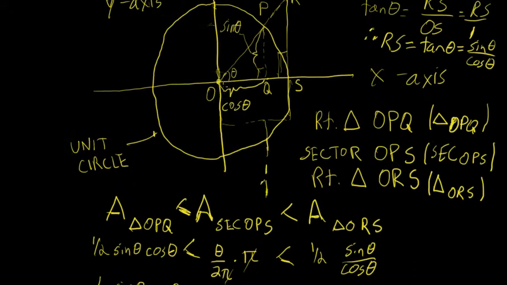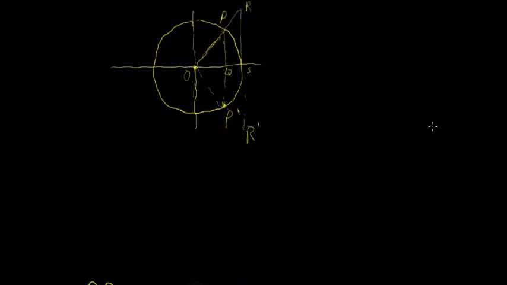If theta were negative, what would this triangle here look like? I'll redraw this diagram above first. So I've redrawn a quick and dirty version of the diagram we were just taking a look at. When theta is greater than 0, we had this right triangle OPQ, the sector OPS, and right triangle ORS. So ORS and OPQ are right triangles.